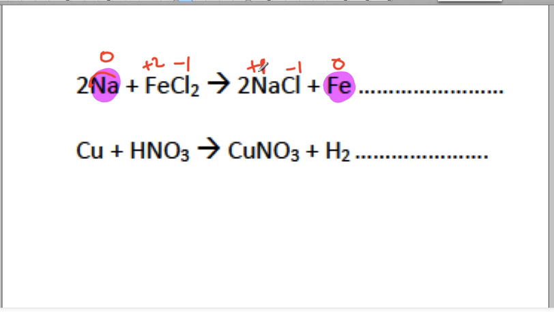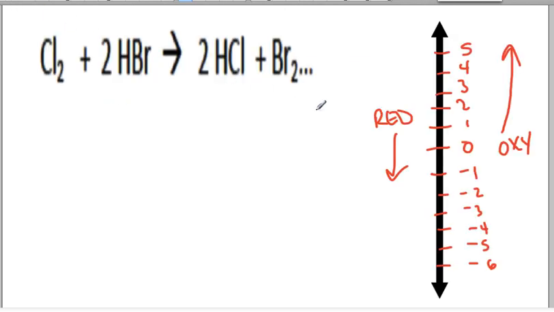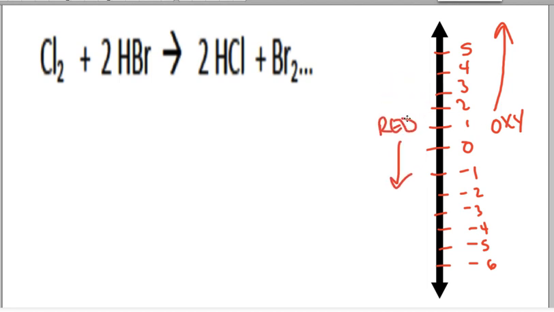Once you assign the oxidation numbers, the idea is you have to figure out who's been oxidized and who's reduced. How do you do that? Well, the easiest way to think about it is think of a vertical number line. Whenever we have an oxidation, the oxidation number goes up. It could start at negative 4 and go up to 0. Anytime it increases on the number line, that's an oxidation. A reduction is going from like 2 to 0. That would be a reduction. Or going from negative 1 to negative 3.